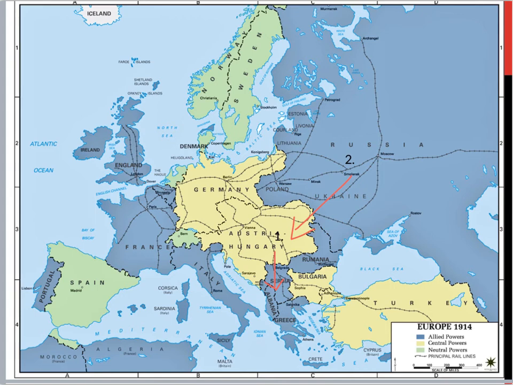Now, if you'll remember, this is where the alliance system kicks in. Austria-Hungary was allied with which two countries? Do you remember what it was called? Okay, exactly. We have the Triple Alliance. Then number three is going to be Germany kicking in its support of Austria-Hungary.